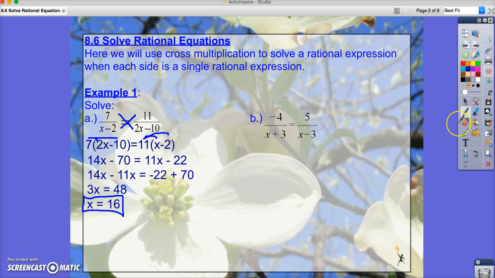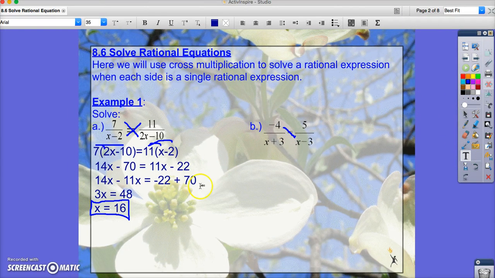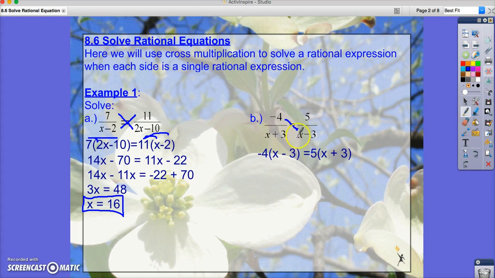So pause the video and try the second one. Once again, it doesn't matter which diagonal I start with. I'll start with this one. Negative 4 times the quantity x minus 3 equals their diagonal 5 times the quantity x plus 3. So I'm multiplying my diagonals out here.